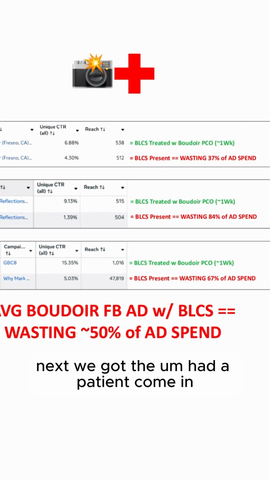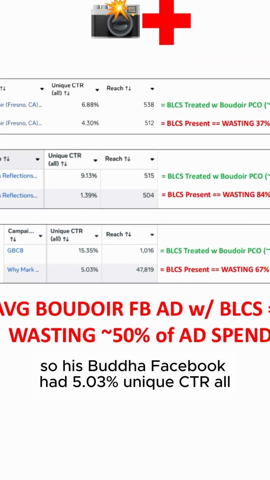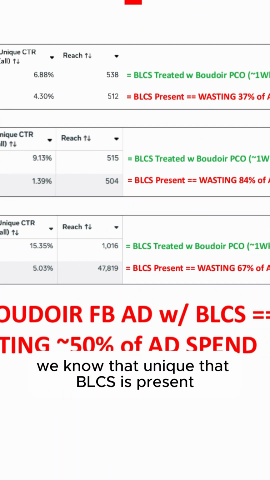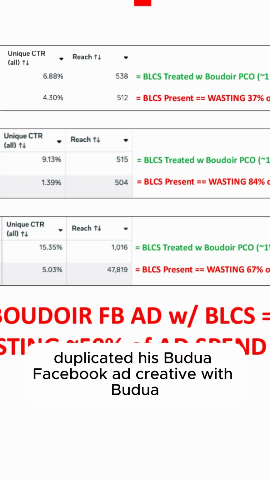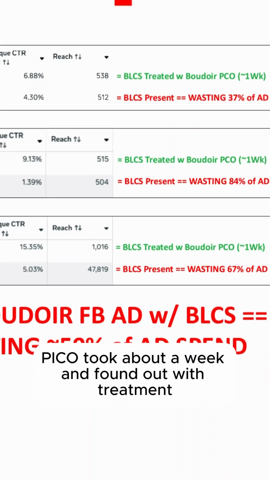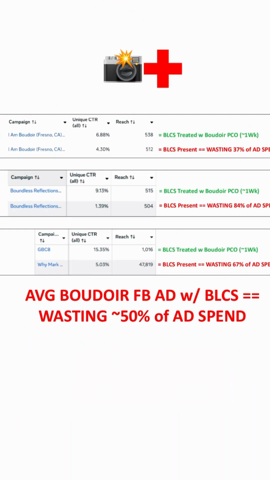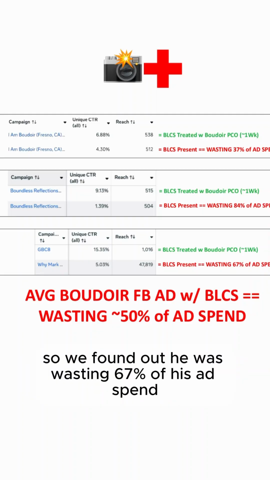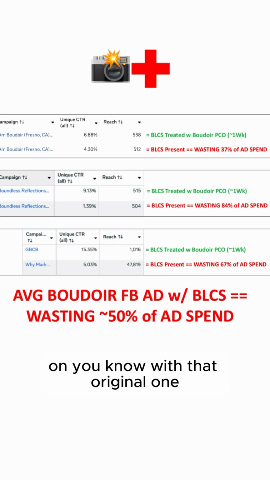Next, we had a patient come in. His Boudoir Facebook ad had a 5.03% unique CTR all, so it's under 6%. We know that BLCS is present. So we duplicated his Boudoir Facebook ad, treated it with Boudoir Pico, took about a week, and found out with treatment, his unique CTR all got up to 15.35%. So we found out he was wasting 67% of his ad spend with that original one.